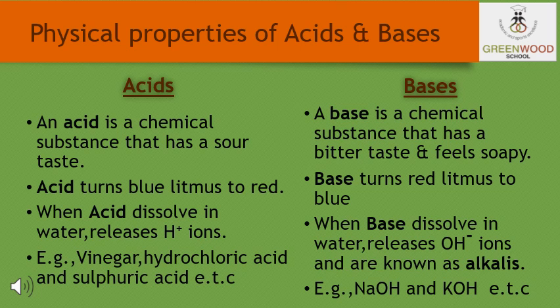But now here we will have a quick review of the physical properties of acids and bases which we have already learned in the previous classes. Firstly, acid is a chemical substance that has a sour taste. The second property of acid is that it turns blue litmus paper red. And the third is that when acid dissolves in water, it releases H plus ions. For example, vinegar, hydrochloric acid and sulfuric acid are a few of the names of acids.